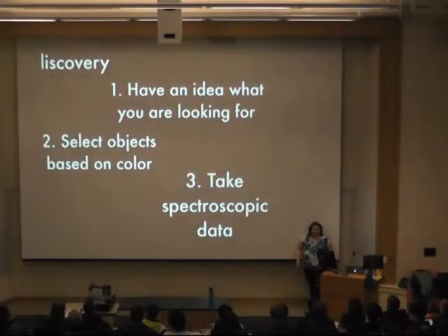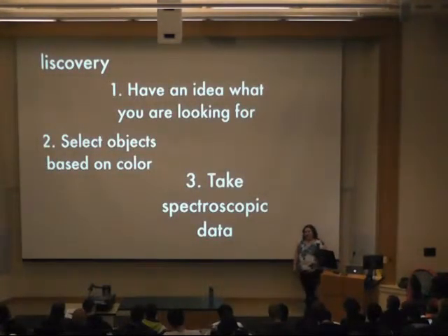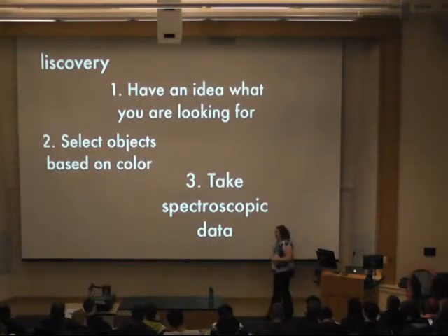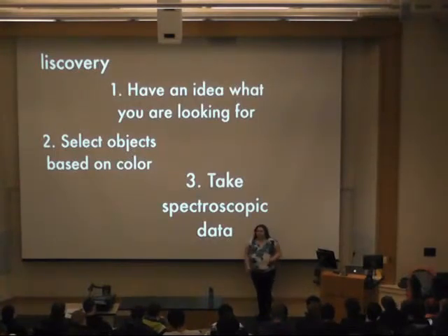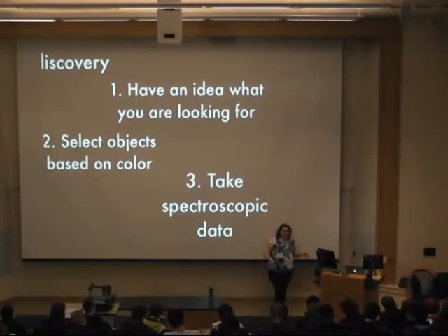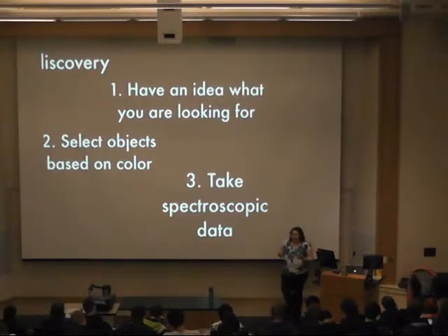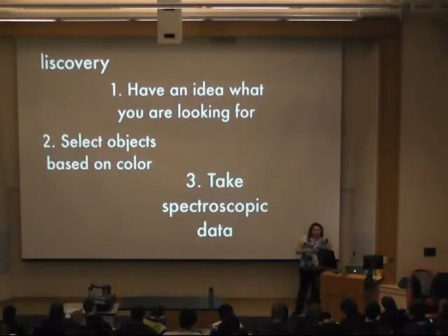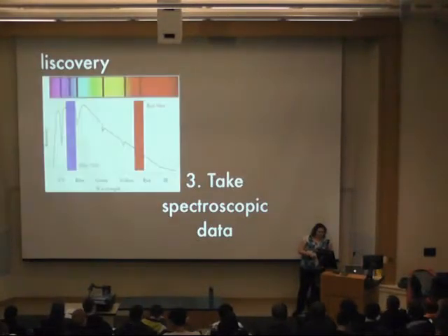Okay, we've got the color magnitude, but there's actually one more step, which is take spectroscopic data. Colors can fool you. Sometimes an object you'll take a picture of it, you'll try to figure out what color it is, and it won't tell you everything. It won't tell you enough. You won't know what it actually is until you take a spectrum.